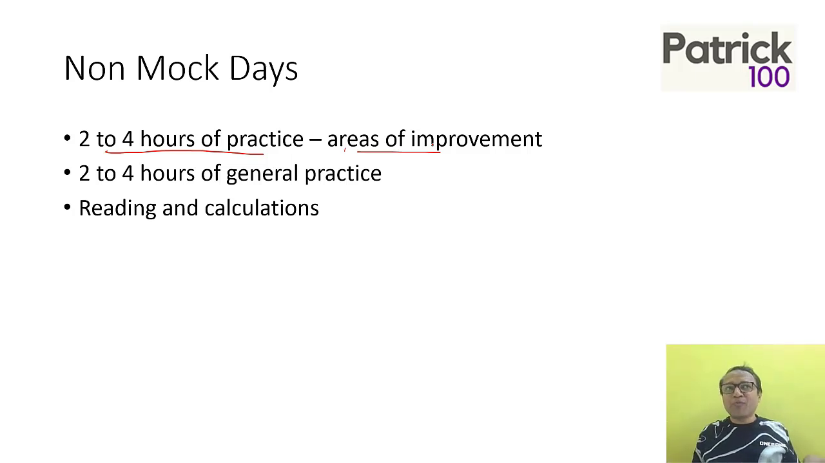For example, let's say I've identified parajumbles as an area to improve. So I'll pick up a lot of sums on parajumbles and practice those. Similarly, maybe I've identified abstract reasoning as an area to improve, so I'll take abstract reasoning and practice a lot. And then maybe another 2 to 4 hours of general practice. It may not be on areas of improvement, but maybe general calculations, practice, etc., which I would do.